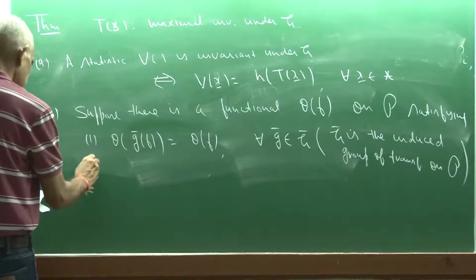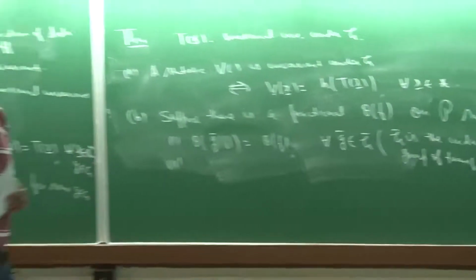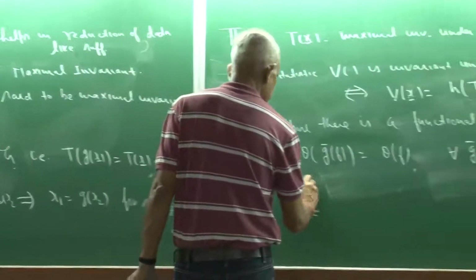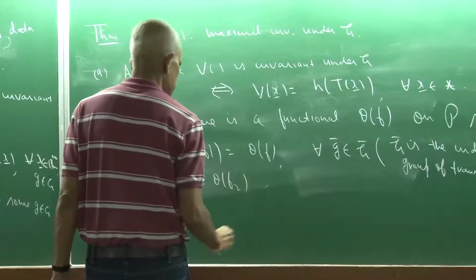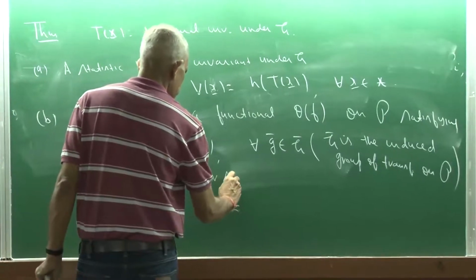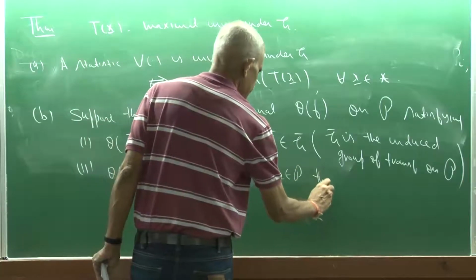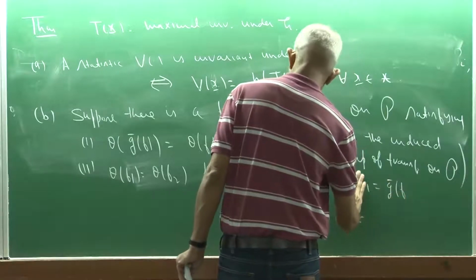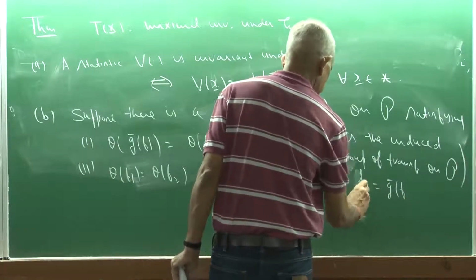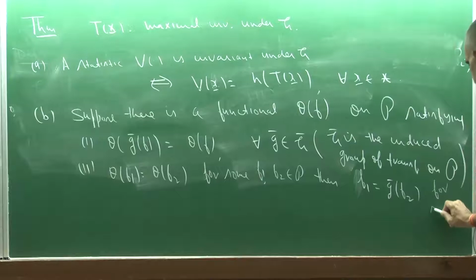And the second thing is that it is maximal invariant. That means if theta of f1 is the same as theta of f2 for some f1, f2 belonging to P, then f1 is the same as g bar of f2 for some g bar.